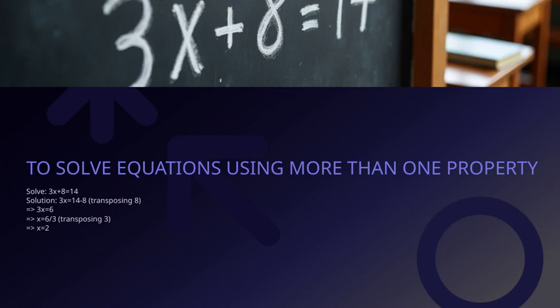Next, to solve for x, we need to undo what's being multiplied by x, which is 3. So we divide both sides of the equation by 3. This step uses the division property of equality. When we do that, x equals 6 divided by 3, which simplifies to 2. And there we have it. By using subtraction and division properties, we've successfully solved for x. The key idea here is that multiple properties can work together to systematically isolate the variable. This approach is really helpful as it shows how different properties work hand in hand to simplify and solve equations efficiently.